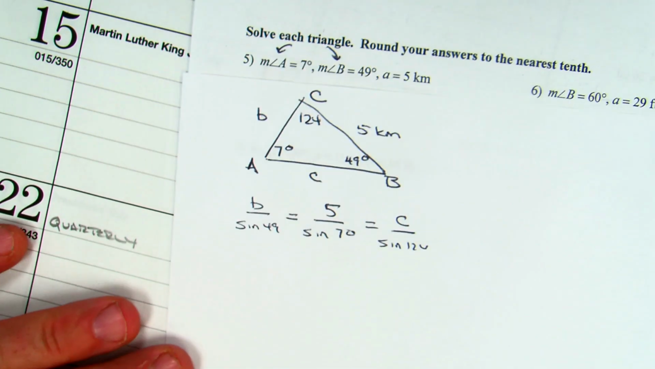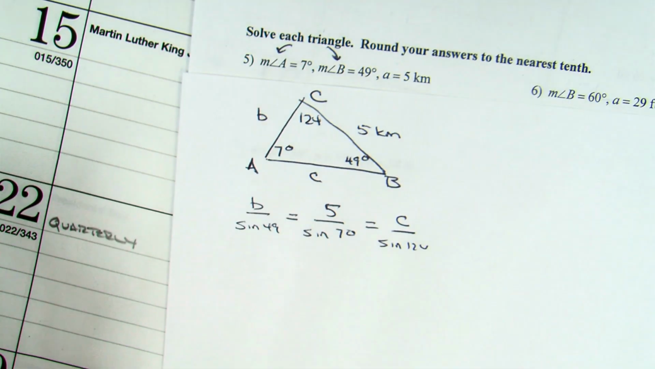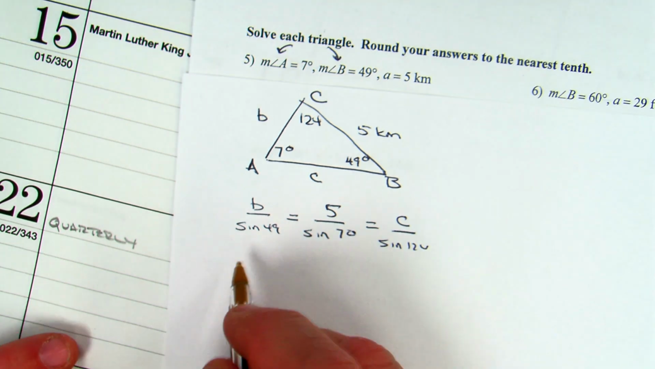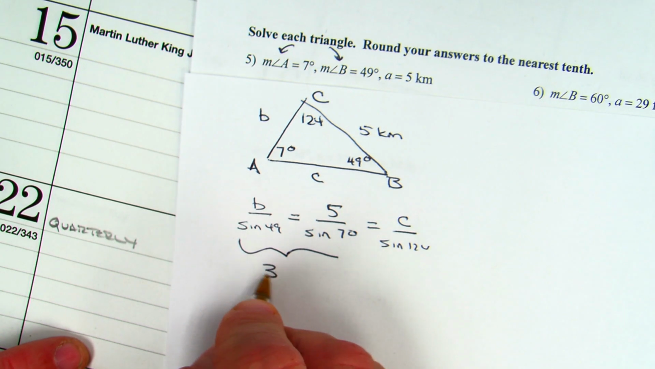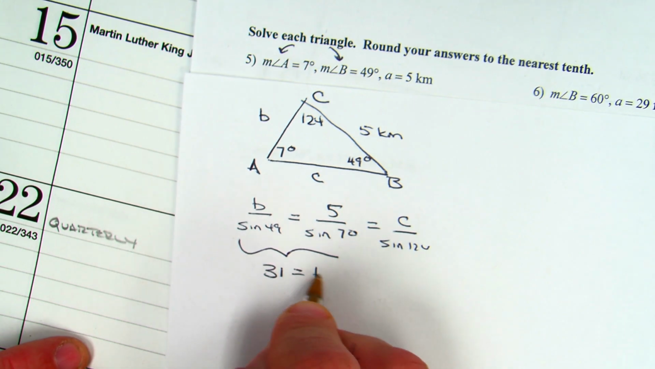From there, everything's just what? Cross multiplying. 5 sine 49 divided by the sine of 7. I get B to be about 31.